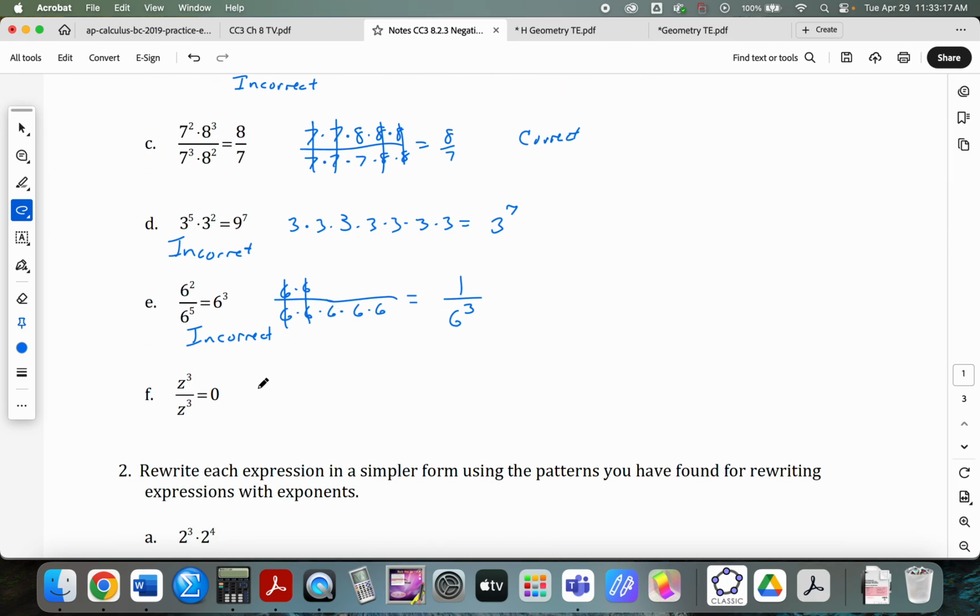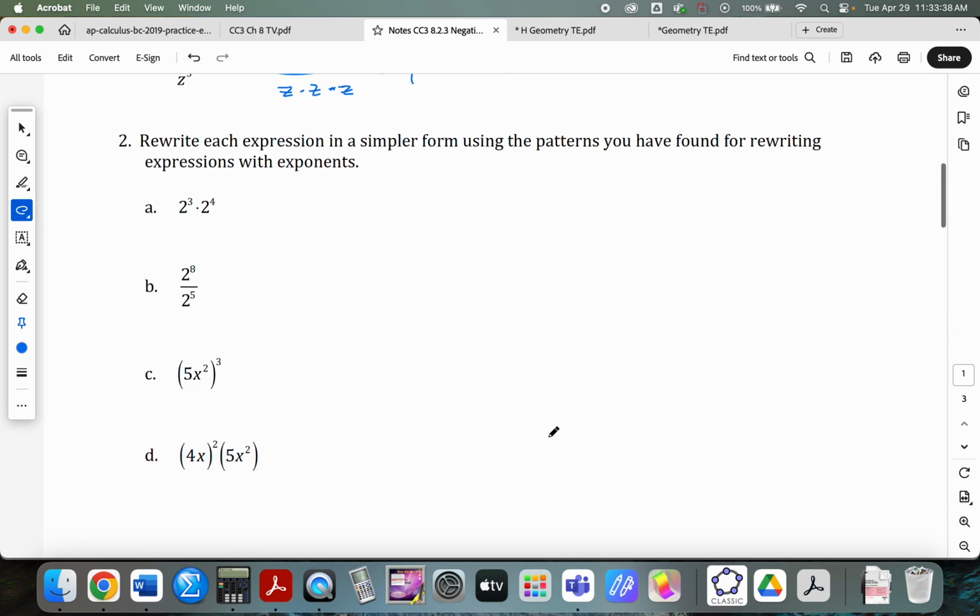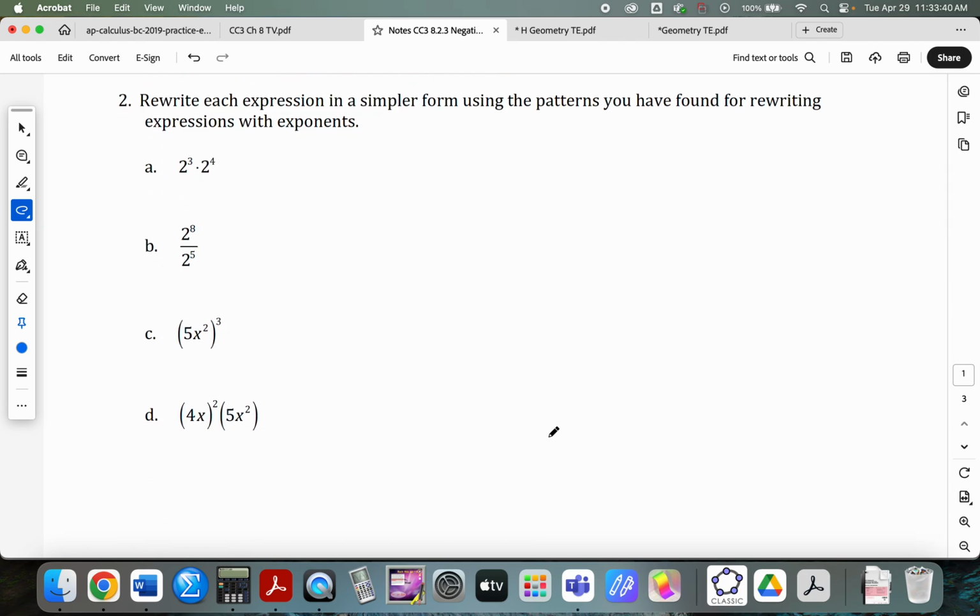Here, if we have z cubed divided by z cubed, that'd be z times z times z over z times z times z. And what are you left with? 1. Not 0. All right, if you haven't already, please quickly go through number 2.